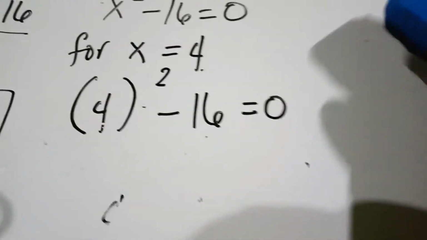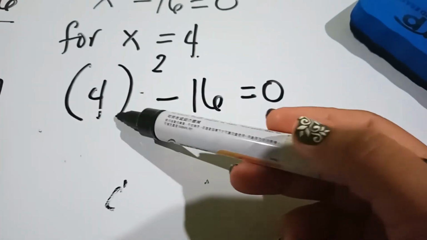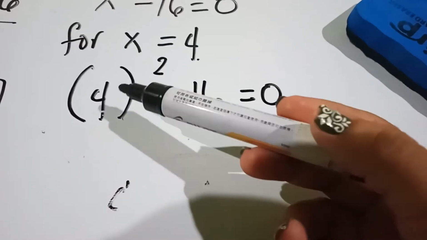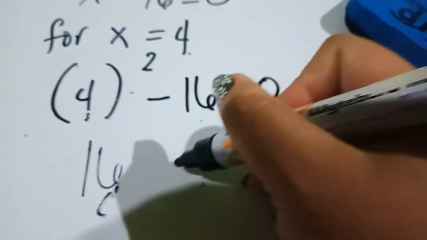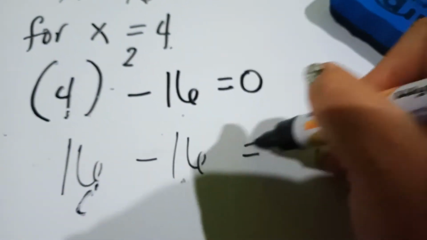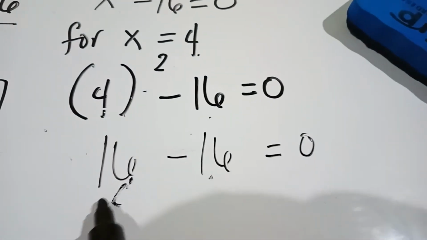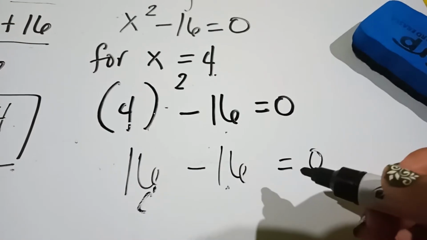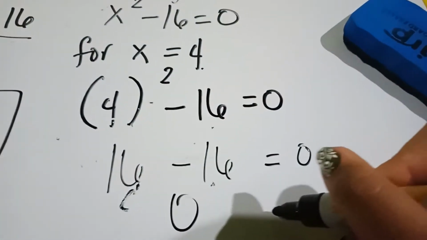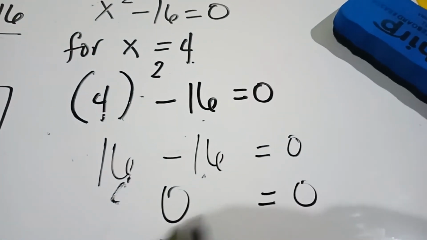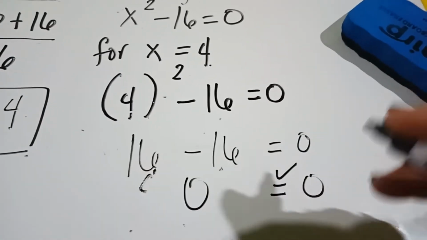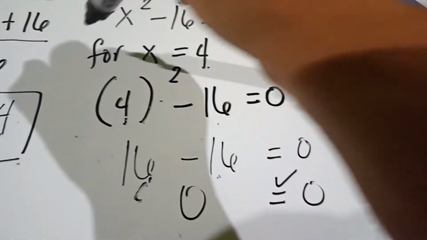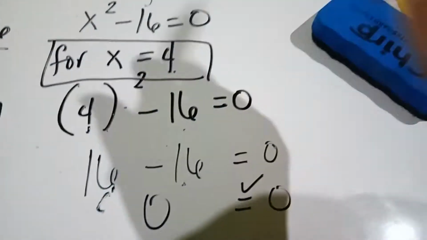Kasi napakarami po ninyo na kung saan ang ginagawa ninyo 4 times 2. Hindi po yan. So, 4 times 4. 4 times 4 is equal to 16 minus 16 is equal to 0. So 16 minus 16, the answer is 0. Is equal to 0. Is 0 equal to 0? Yes. So therefore, tama yung solution natin or yung value ni x natin, which is 4.